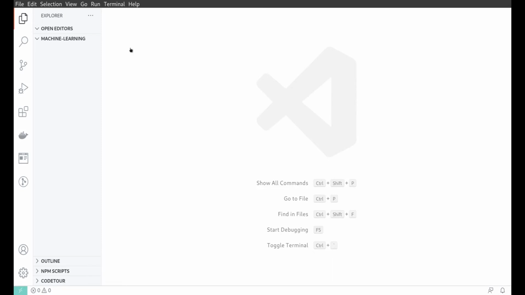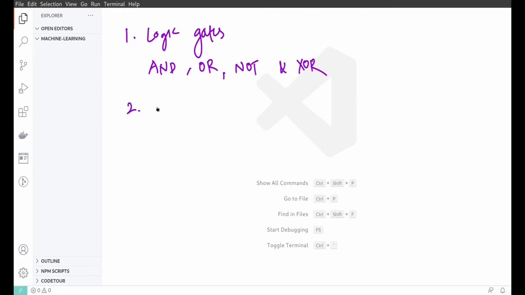In this video, we'll learn about logic gates such as AND, OR, NOT and XOR. We'll also look into their truth tables and try to understand why we need to understand these gates.